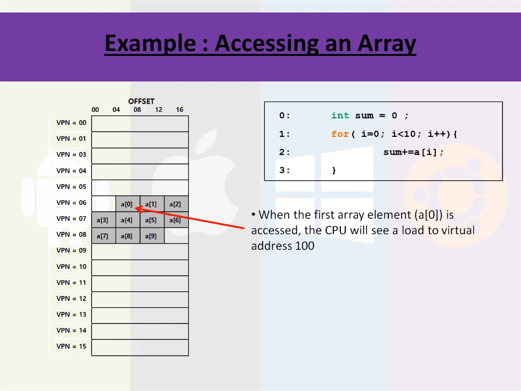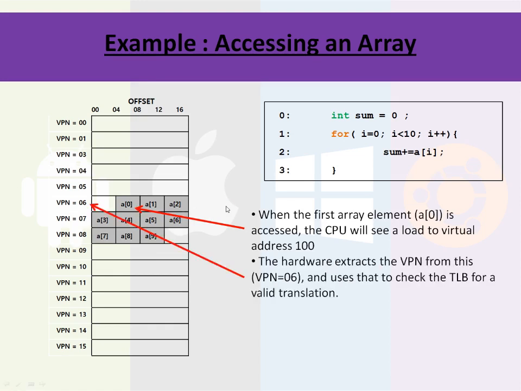Just hypothetically, it's 100. Okay. So this will load a virtual address 100. The hardware will then extract the VPN from this virtual address, and you can see here, based on our diagram, it's obviously VPN 6, and it will use this to check the TLB for a valid translation. So is there a translation with respect to this VPN in the TLB already?